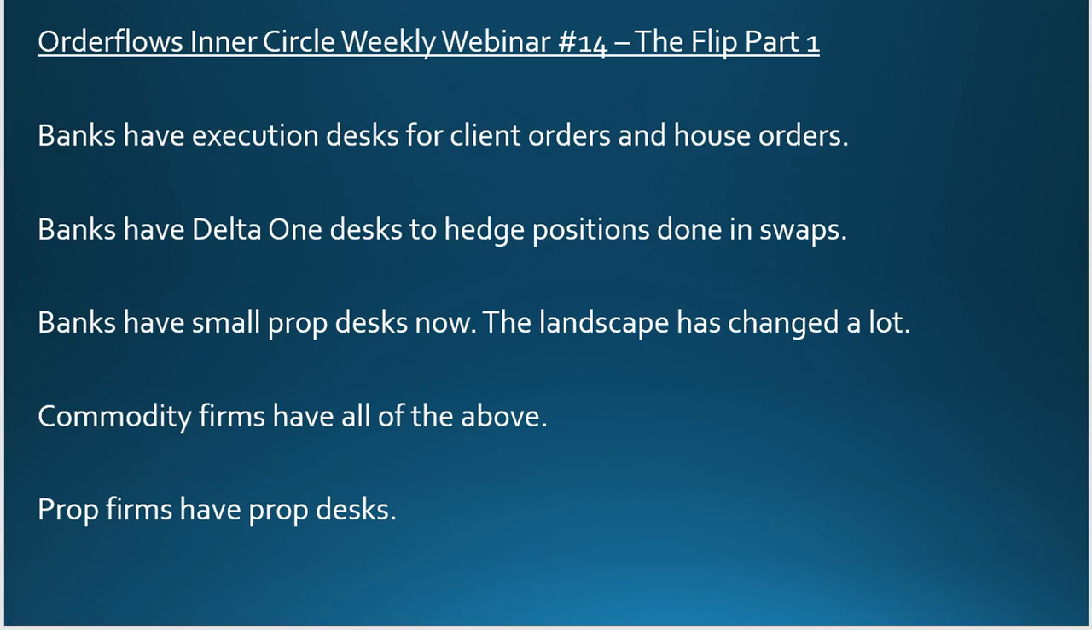Commodity firms generally have now all of the above, although they may be a little bit bigger on prop desks because they can do prop trading. But commodity firms can do hedging, with a kind of a similar Delta 1 desk, and obviously they have execution desks, because they do get orders for clients that they need to execute, for hedges, so commodity firms do have customers that they hedge for. Prop firms just have prop desks, people trading proprietary positions.